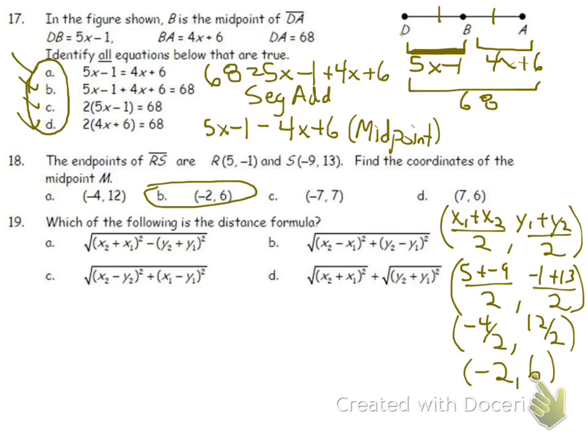For 19, I need to know which formula I'd use for distance formula. Now, distance formula, I look for the difference of the x's and y's. The difference of the x's, the difference of the y's. So that means I look right here on answer B, I'm finding the difference of the x's by subtracting one from the other, and I'm finding the difference of the y's by subtracting one from the other. Once I have those, I then square them, add them together, and take the square root. But if you notice all the other answers, they don't have that difference there. So that's going to be what we're looking for. That's our distance formula, answer B.